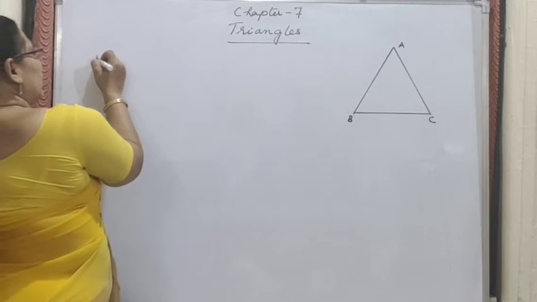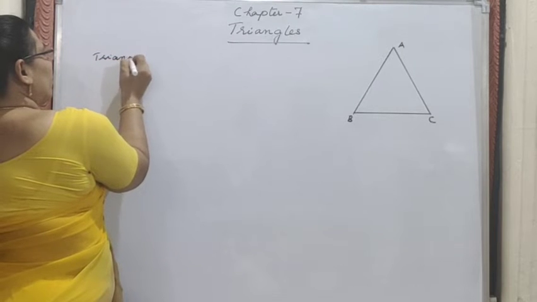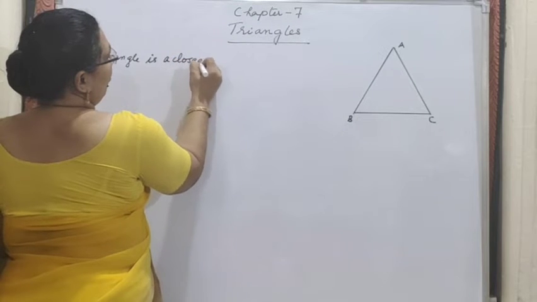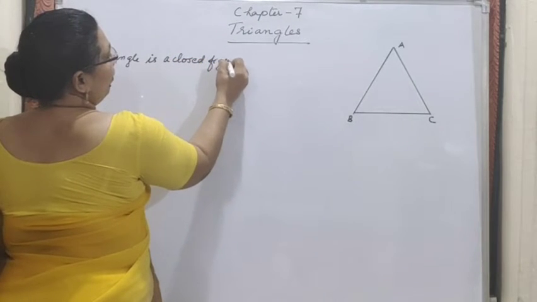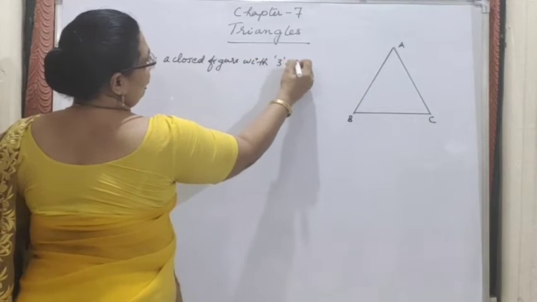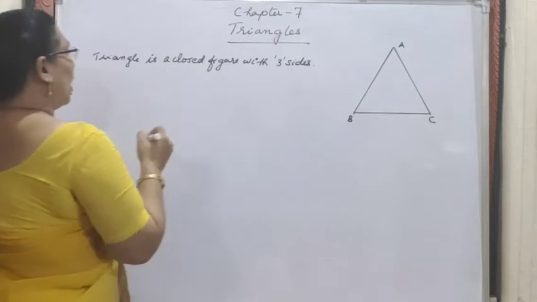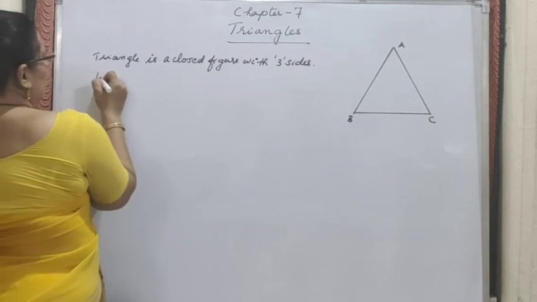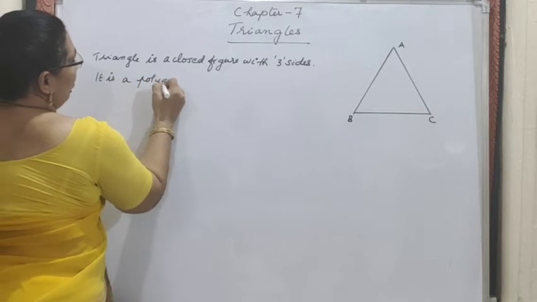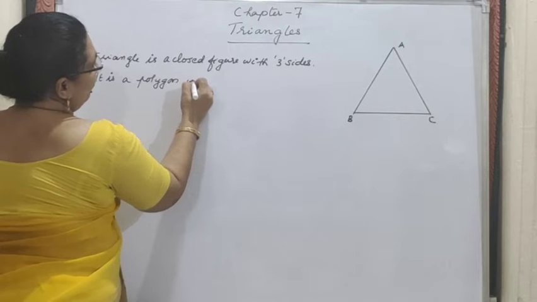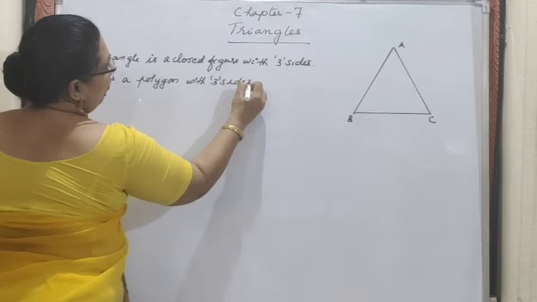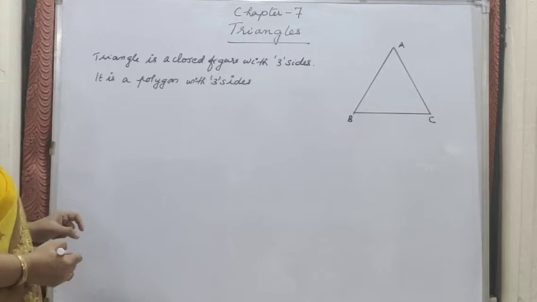A triangle is a closed figure with the three sides. And also we can say that it is a polygon with the three sides, or with the least number of sides. It's a polygon with the three sides.